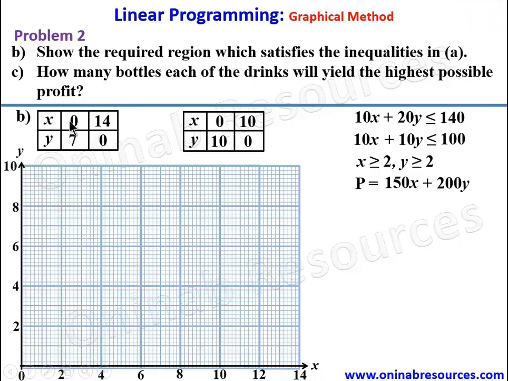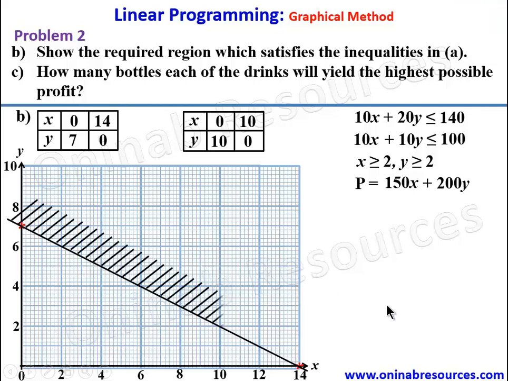For the first table, when x is 0, y is 7. This is 7 here, so we mark it out. When y is 0, x is 14 here. It is marked out. Then we join the two points. As usual, we are using less than or equal to, so the down part will be required. So we shade the upper part. The part shaded is not required.